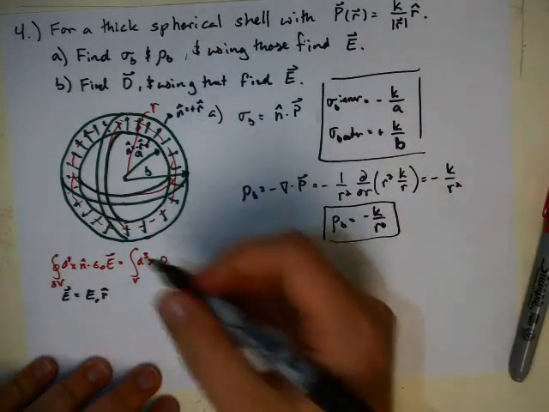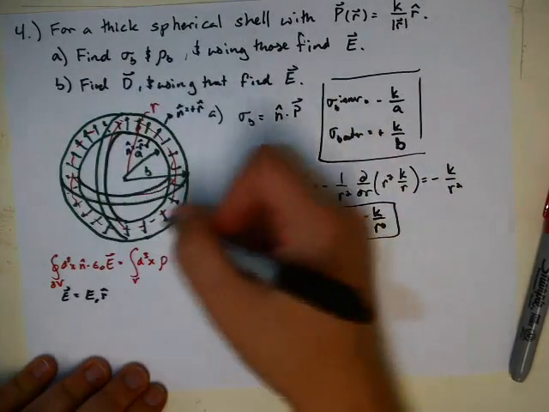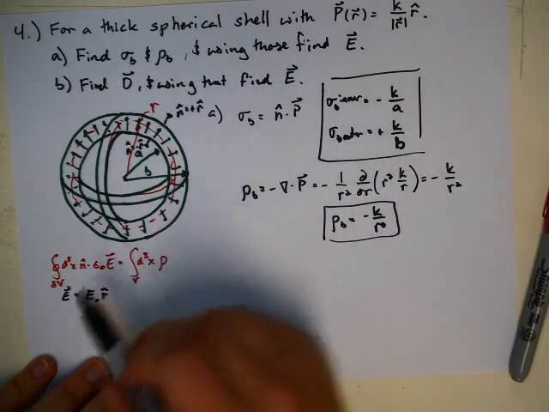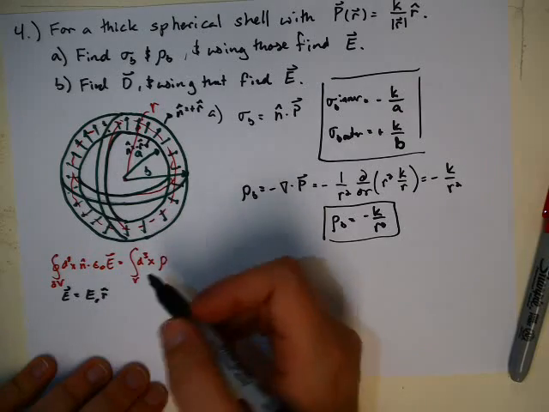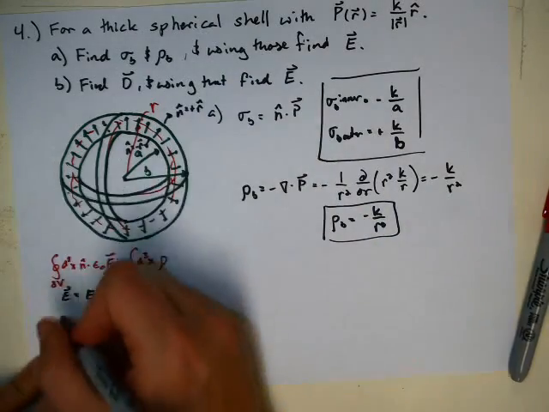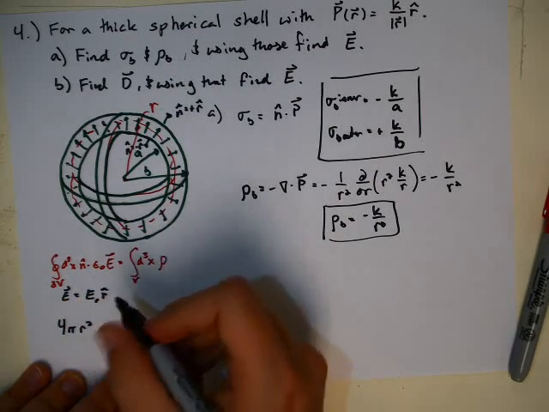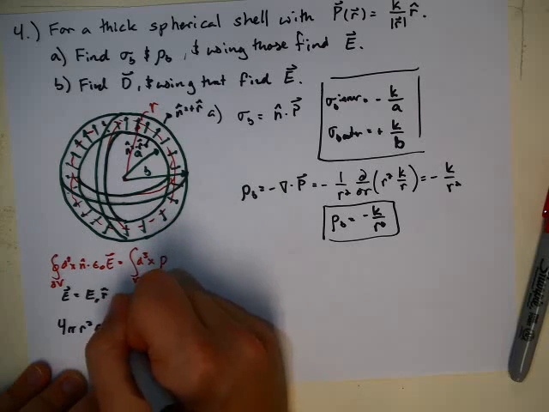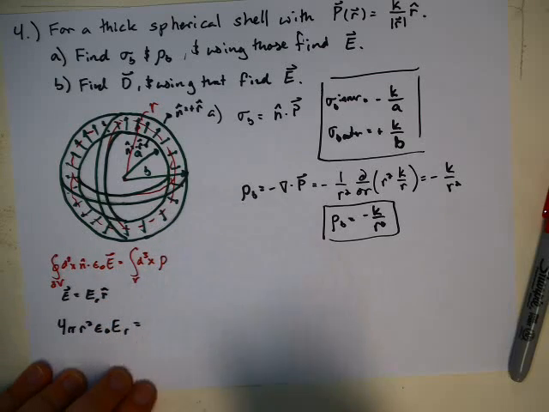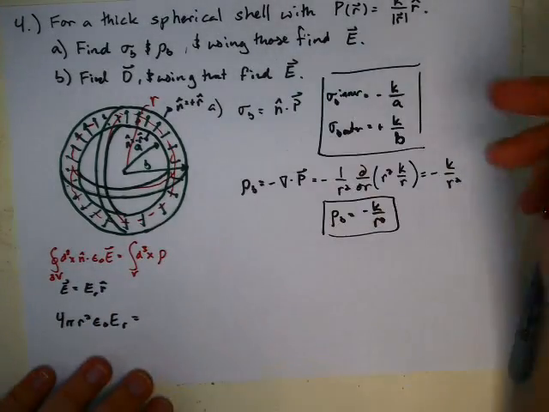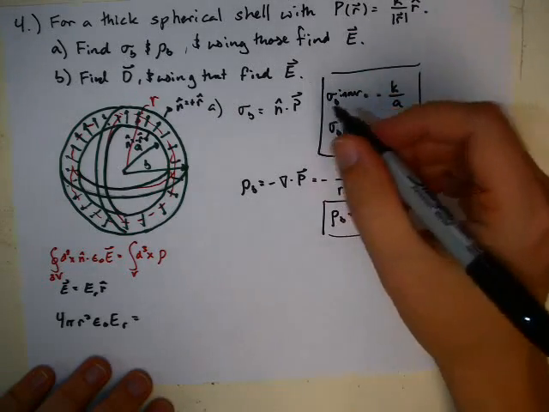And plugging that in, E sub r is going to be constant over this entire surface. N hat is, of course, in the r hat direction, so n hat dot E is going to be E sub r. It'll be constant over the surface, so that's 4 pi r squared times epsilon naught E sub r. This is going to be equal to the charge enclosed. That's what this volume integral of the charge density is.